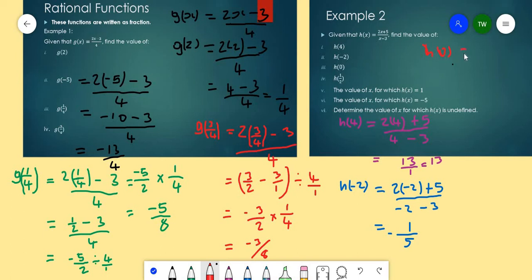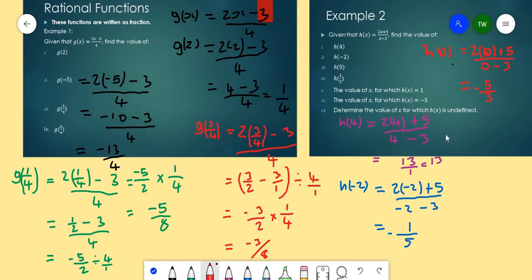is going to equal 2 times 0 plus 5, all of this divided by 0 minus 3. And when you simplify this, 2 times 0, that's a 0, plus 5, that's just 5. And 0 minus 3, that's just negative 3. So therefore, h of 0 is equal to negative 5/3.